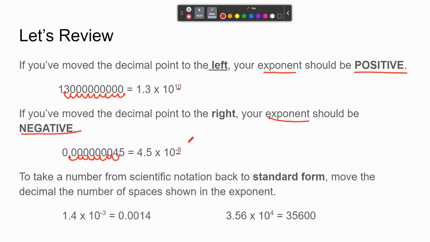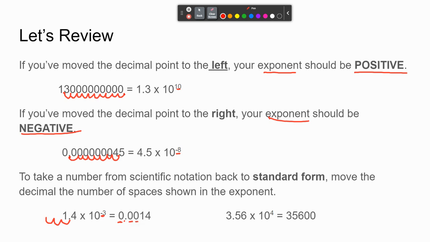Now, if I'm going the other way and I have a number in scientific notation and I need to move it back to standard form, I'm simply going to follow the directions that exponent gives me. So this exponent says that in order to get to the spot it's in now, that decimal moved 3 places to the right. So if I want to take it back, I need to move it 1, 2, 3 places to the left, and I'm going to fill it in with zeros in the empty places.